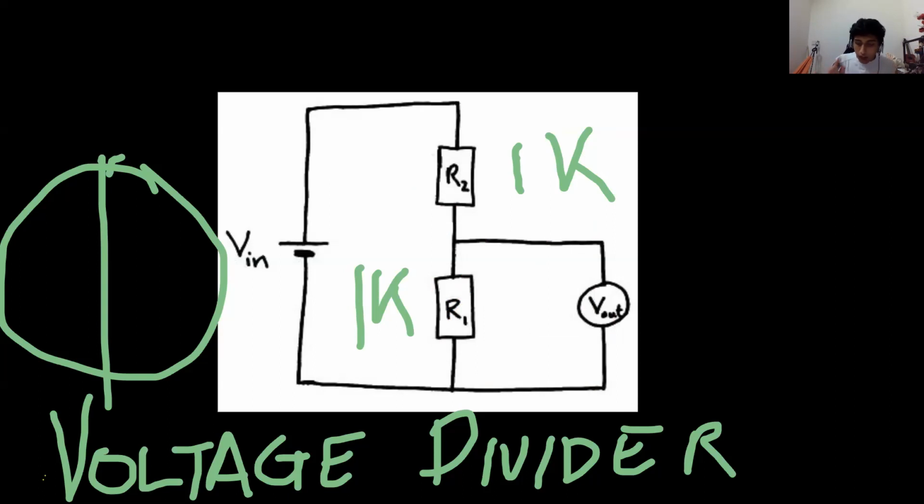Okay, so in our case, in our analogy, the input voltage is basically this pizza. Ali, even you need to stop scribbling.